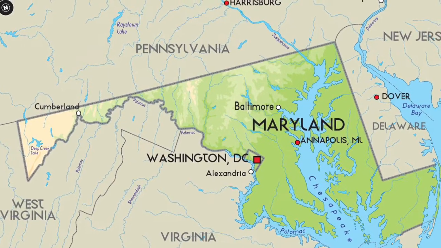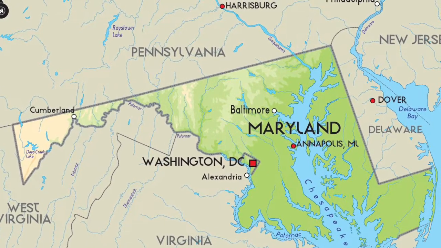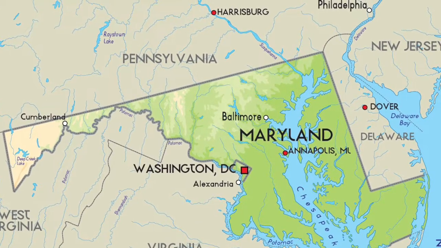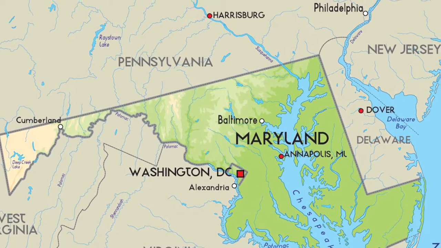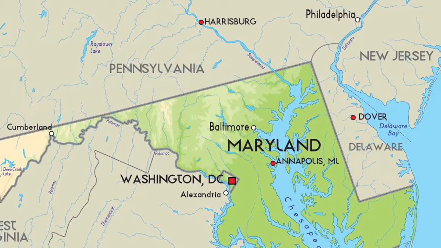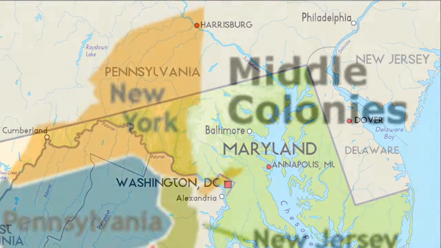Maryland. Maryland was founded to create a safe place for Roman Catholics who were still struggling against religious tyranny in England. They felt that if they were to leave, they would be free from religious conflicts. It was founded because Lord Baltimore saw an opportunity for profit.